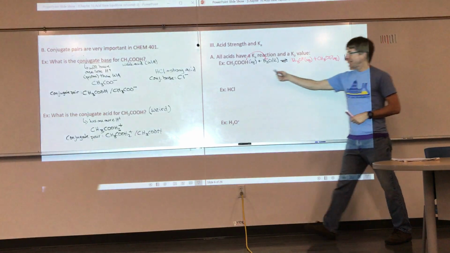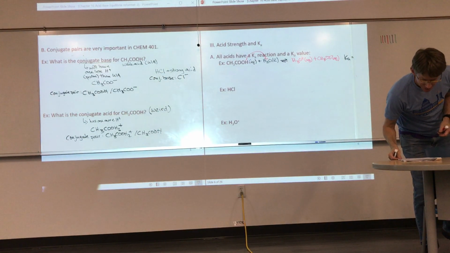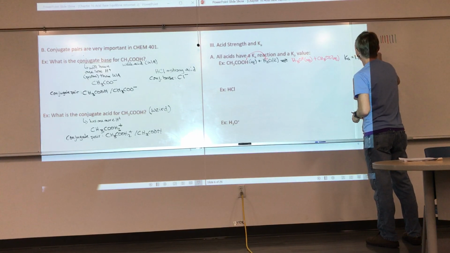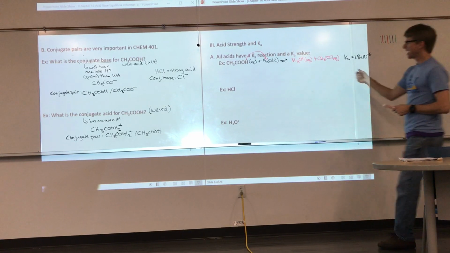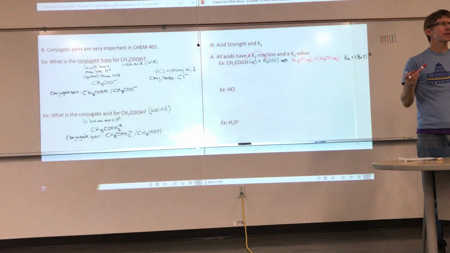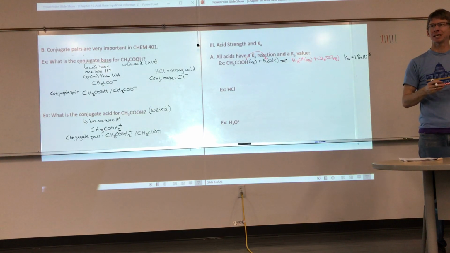If you look it up, the Ka for acetic acid is 1.8 times 10 to the minus 5. Is that a large or small equilibrium constant value? Small. That means this reaction favors reactants. That's in line with what we learned in Chem 400, which is this reaction goes less than 5%. That's the old way of saying it. Now we have numbers to back it up.